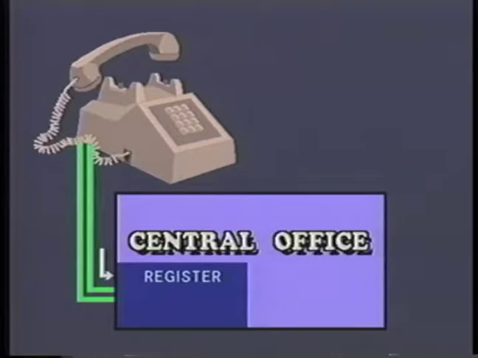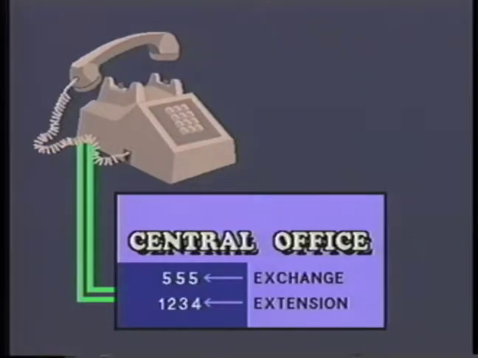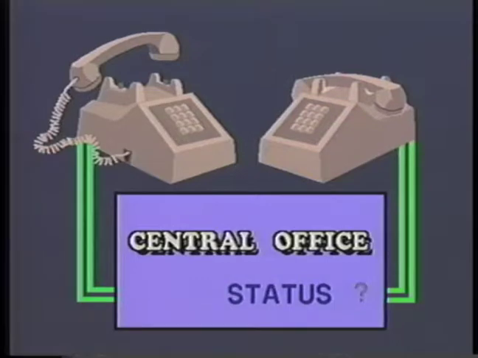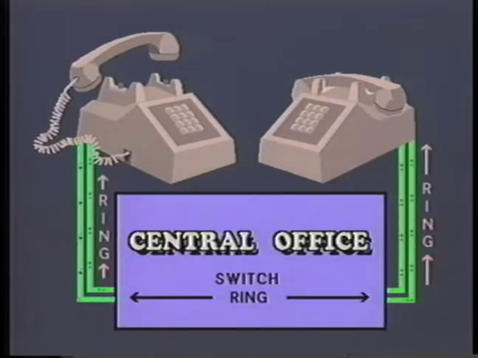After dial tone is received, you dial the phone number. The digits are sent to a register in the central office. The switching machine analyzes the digits as they are received by the register. It now knows where to direct the call. The switching system checks to see if that phone is busy. If not, ringing voltage is sent from the ring generator in the switching system.